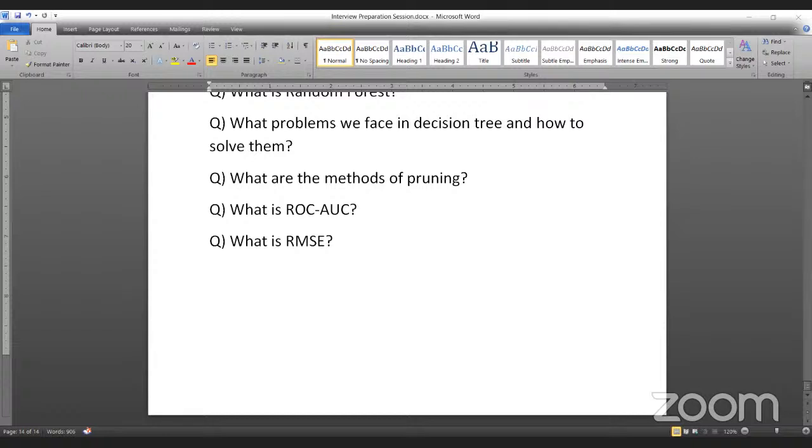And one thing to note here: the lower the RMSE value, the better the model.